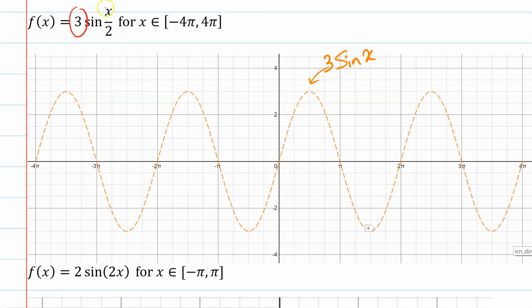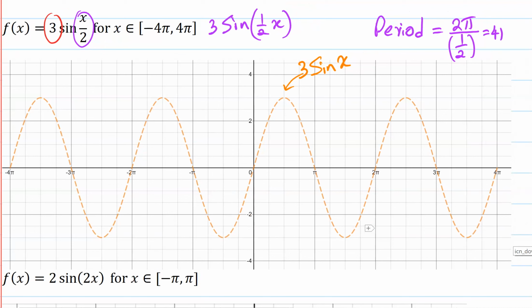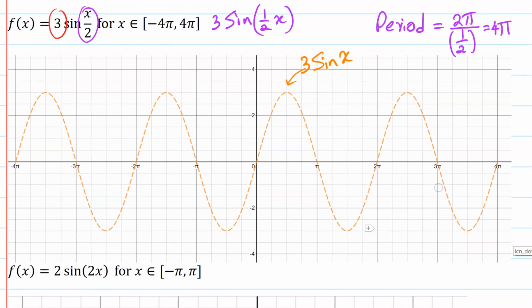Now when we have x on 2 instead of x, what it means is the period for this particular graph is 2 pi over n. In this case n is in fact half, so you really need to write this as half x rather than x on 2. Therefore if I put half in there, I would get 4 pi. So 2 pi divided by half is 4 pi. What it means for us, we get one full cycle in 4 pi. Therefore halfway between is 2 pi.